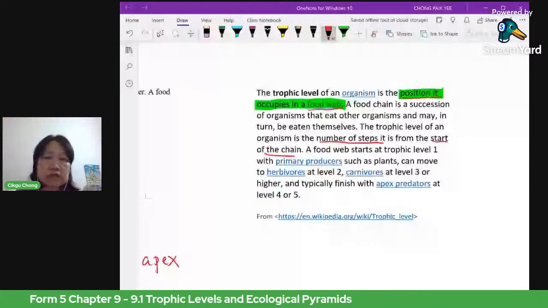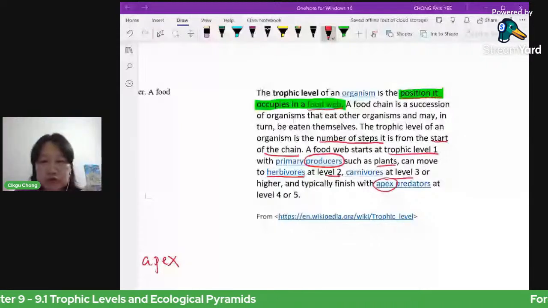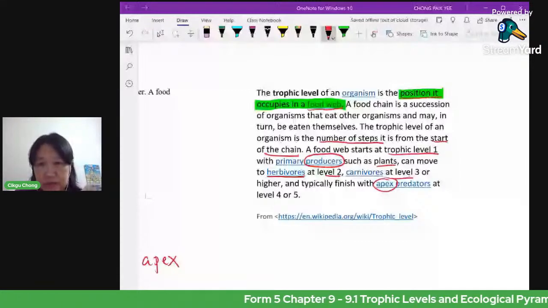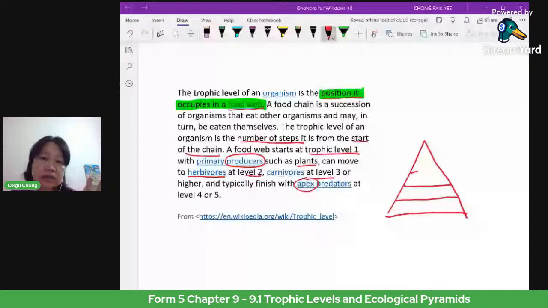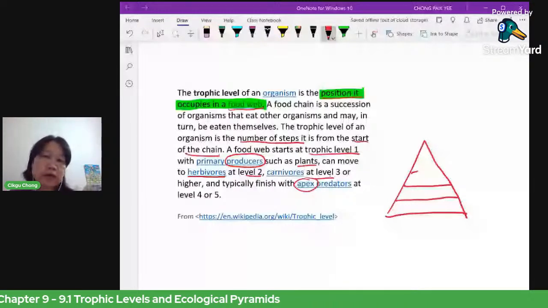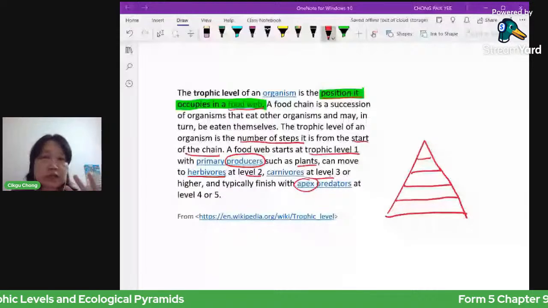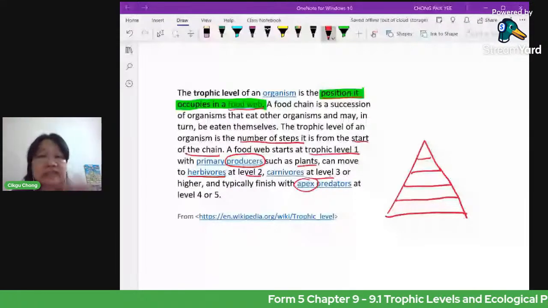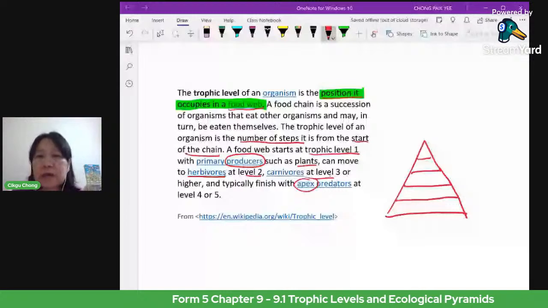Usually when you want to draw a diagram, you will signify it with a pyramid. There are actually 3 types of these, called ecological pyramids. We're going to see that later. In your lower primary, I think you learn only 1 type. We have a pyramid of numbers. That's the simplest one. But we find that the pyramid of numbers is sometimes not accurate.